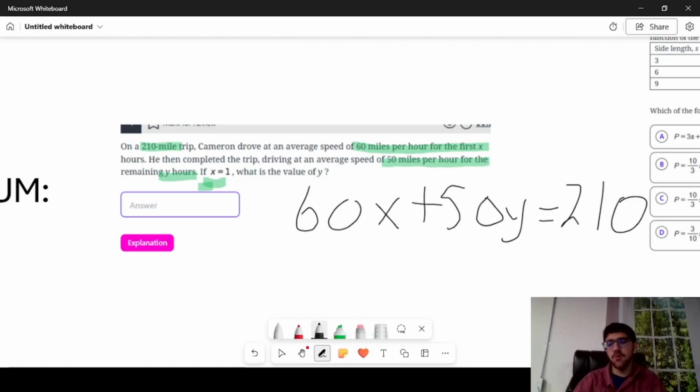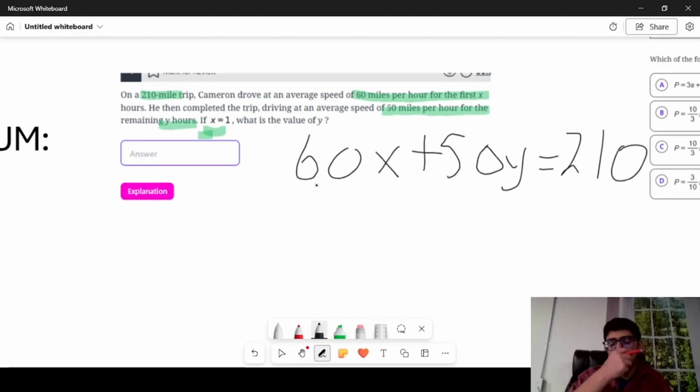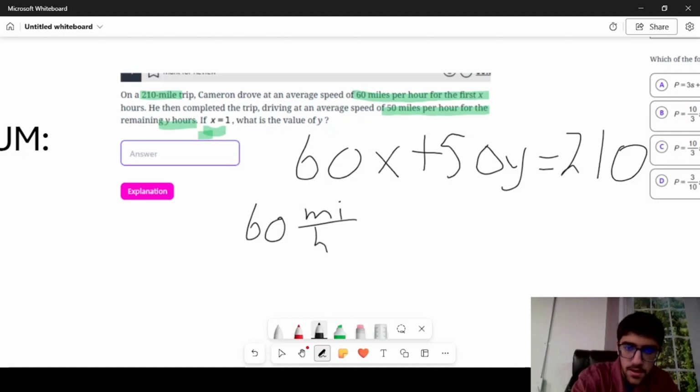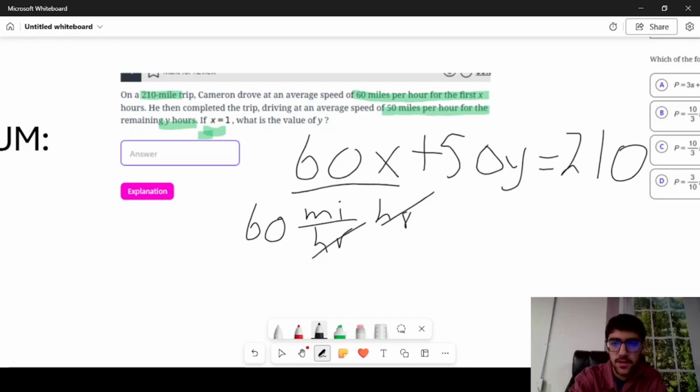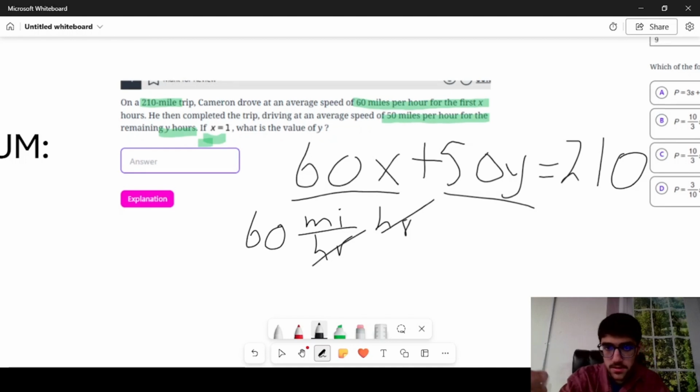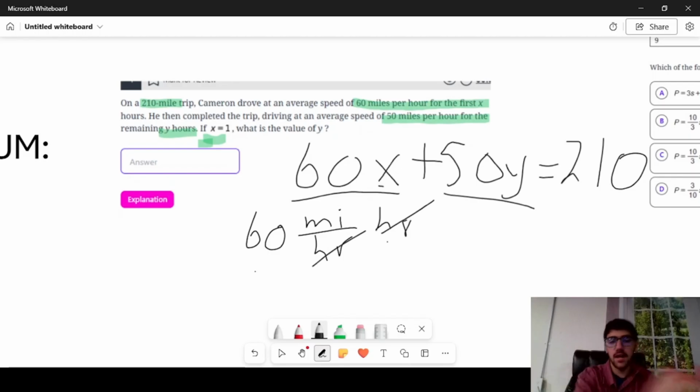Why is that? Basically, if this doesn't make sense, if how we found this, basically 60 is miles per hour. So 60 is miles per hour, and then x is the first x hours, so it's in hours. So this cancels out. We get 60 miles, plus the same thing would happen for the 50, plus 50 miles is equal to 210. So 60 miles times the number of hours, 60 miles driven at the number of first x hours plus 50 miles driven at the rest of the trip is equal to 210. I hope that makes sense.